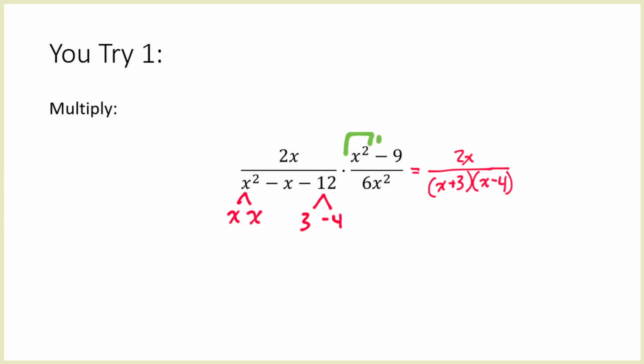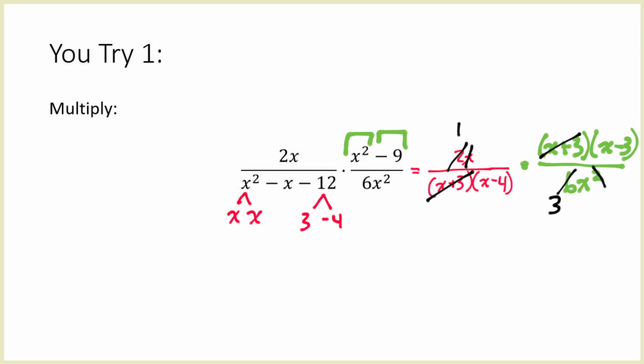Now, I recognize, hey, this is difference of squares. This is going to come up quite a bit because they're my favorite. So, this will leave me with x plus 3, x minus 3 on the top, and on the bottom, it's going to be 6x squared. Now, once everything is factored, I want to see what I can cross-cancel. Looks like these x plus 3's can cross-cancel. Looks like this x can cancel with that x down there. And 2 goes into 2 one time. 2 goes into 6 3 times.